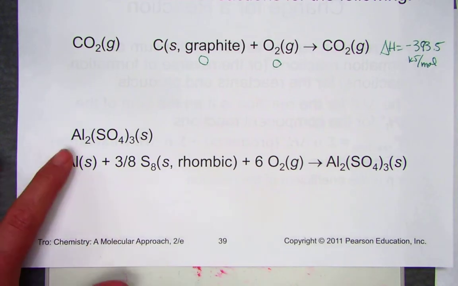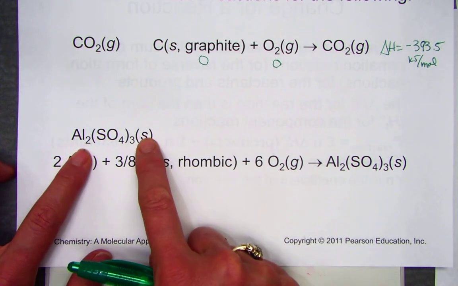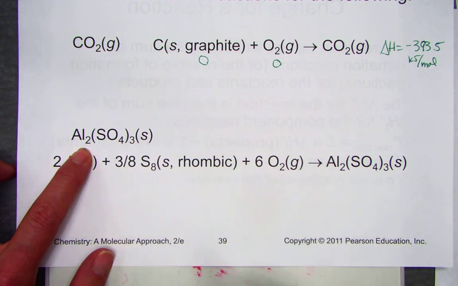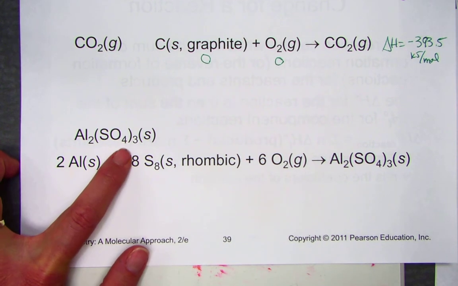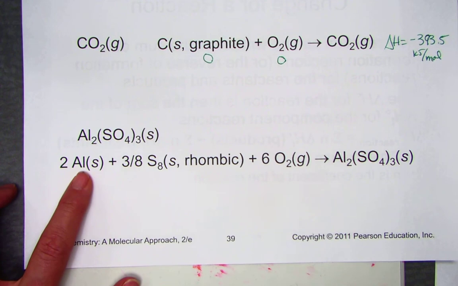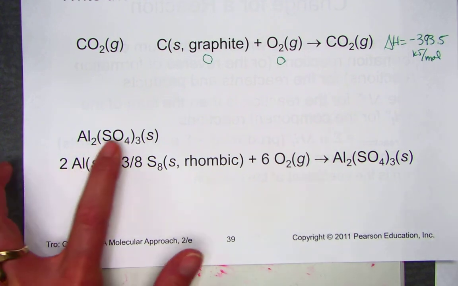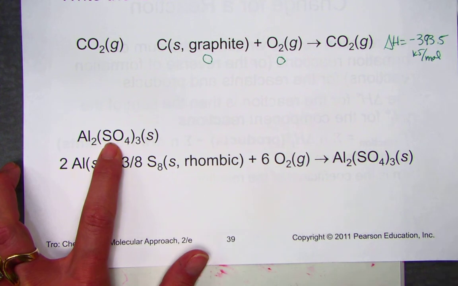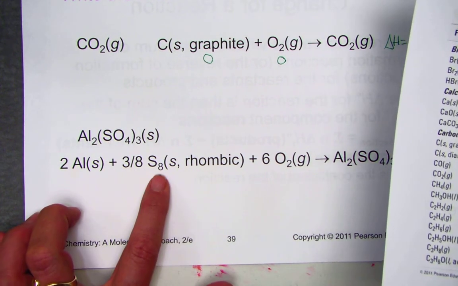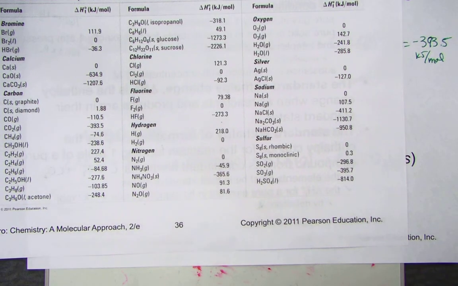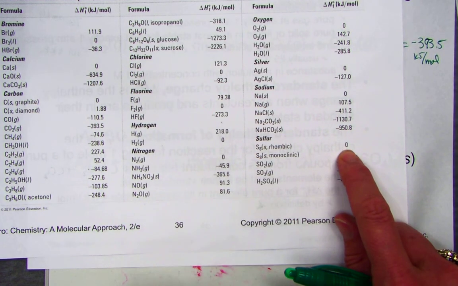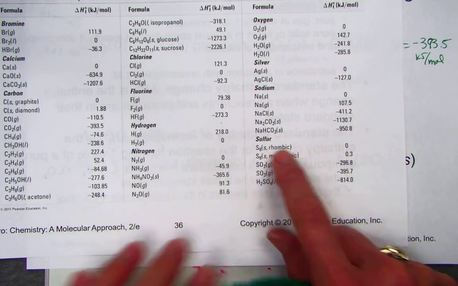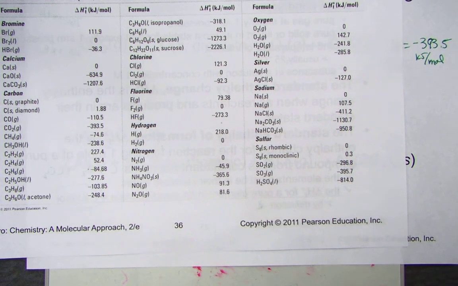Suppose we want to produce aluminum sulfate solid. Aluminum sulfate is actually built of 3 different elements: aluminum, sulfur, and oxygen. Aluminum in its natural state is a solid. Sulfur in its natural state is rhombic. S8 is its natural state. How are we supposed to know that? Well, I check it out using my enthalpy of formation table. The standard state, the way we find it in nature, has the 0 assigned to it. And notice it's rhombic, which is just a geometric pattern of how we find sulfur atoms bonded together.